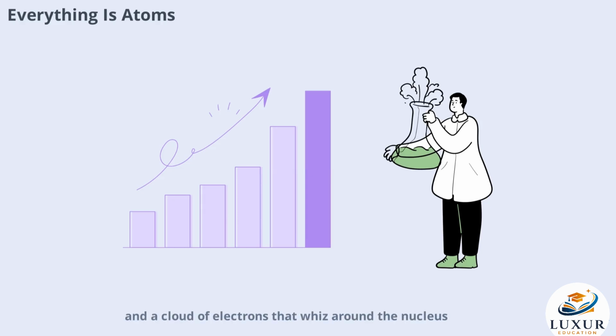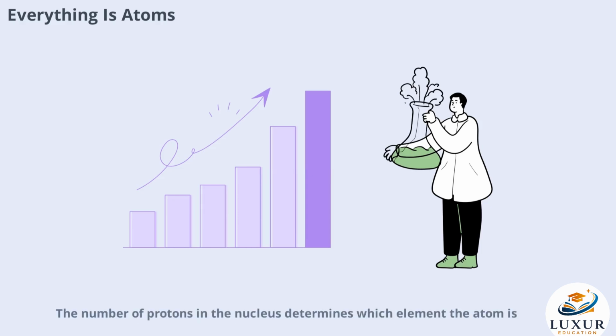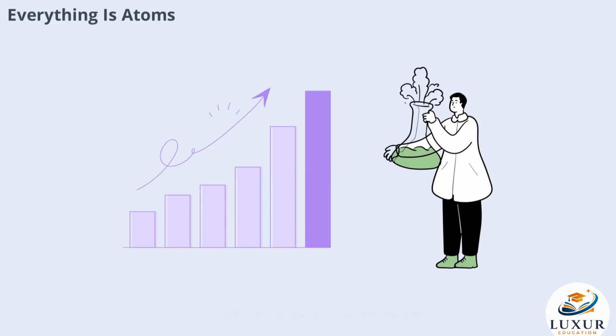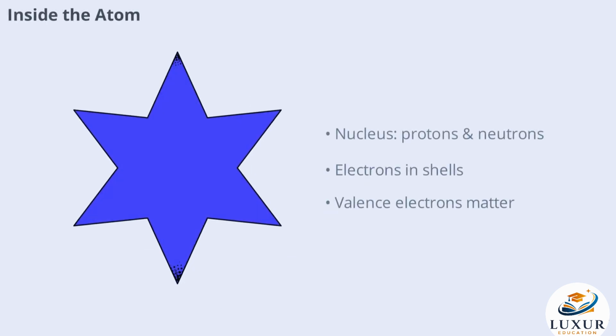The number of protons in the nucleus determines which element the atom is. For example, hydrogen has 1 proton while oxygen has 8. This simple difference leads to the incredible variety of substances we see in the world. Let's take a closer look inside the atom.